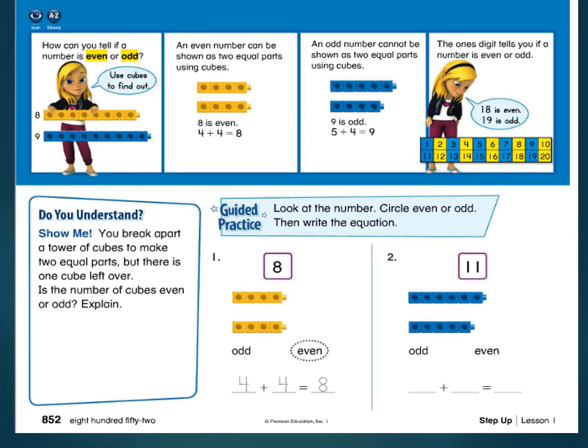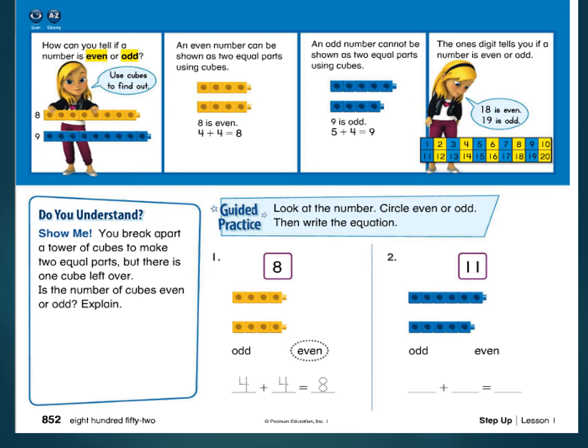Now, boys and girls, open your book to page number 852. And let's start doing the practices. Look at the number, circle even or odd, then write the equation. Number 1. Is 8 an odd or even number? Great job, 8 is an even number.